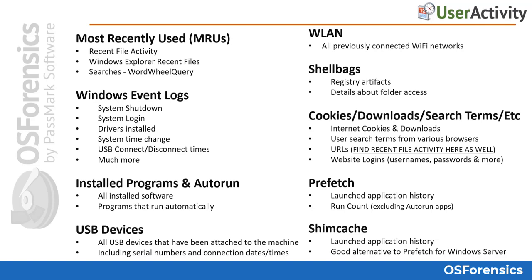application launches. And then the shimcache artifacts, somewhat lesser known maybe, but also very valuable in particular cases. Shimcache is similar to prefetch in that it stores application history, but may also be the only source of app history on some systems where maybe the prefetch service has been disabled or is disabled by default, such as with the Windows server systems.